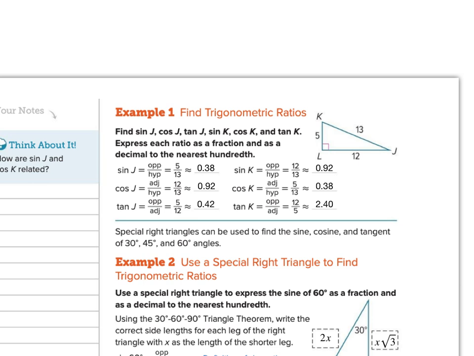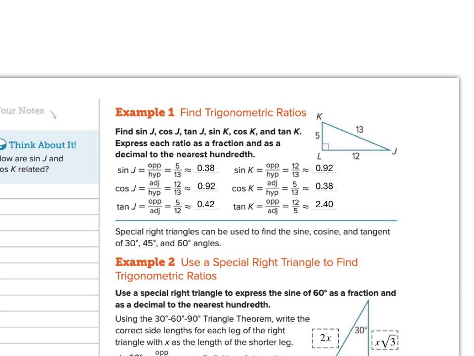And then looking here now, the sine of K is going to be the opposite, which is 12 over 13. The cosine of K is going to be 5 over 13, the adjacent over the hypotenuse.